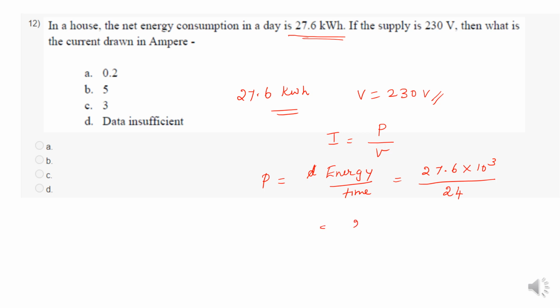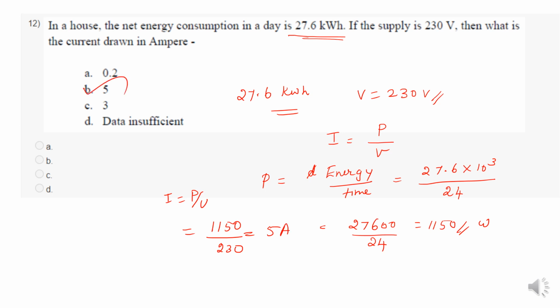So 27600 divided by 24, that gives the value 1150. Now P is known. So from P, I can easily find out the current. I is equal to P by V, that is 1150 divided by 230. That is equal to 5. The answer is 5 ampere. Okay, thank you. Have a nice day.